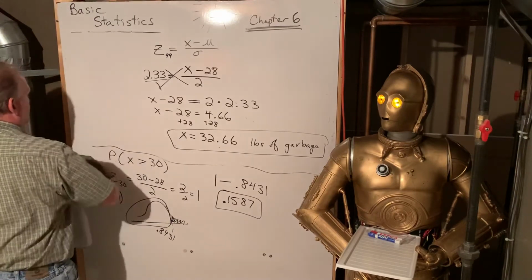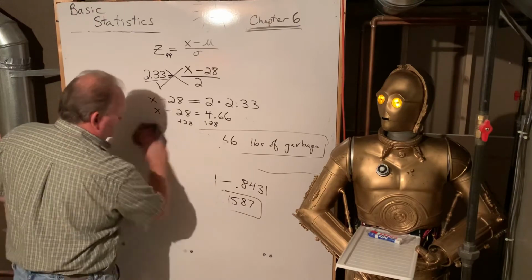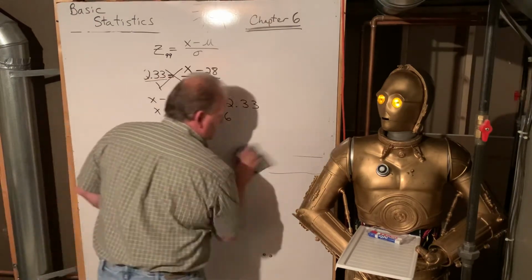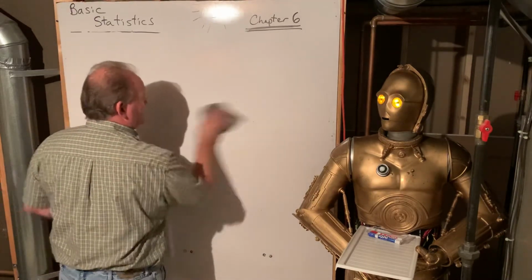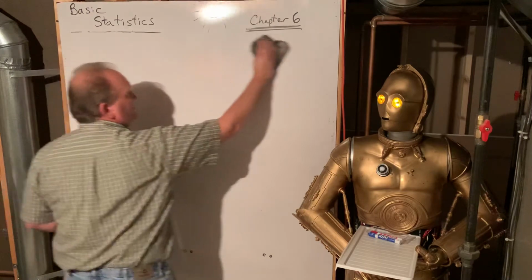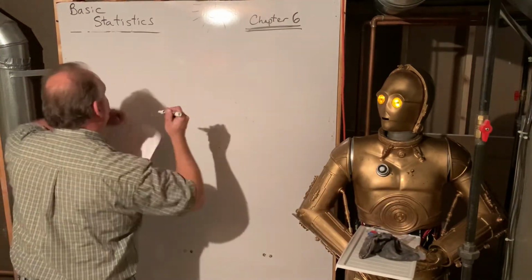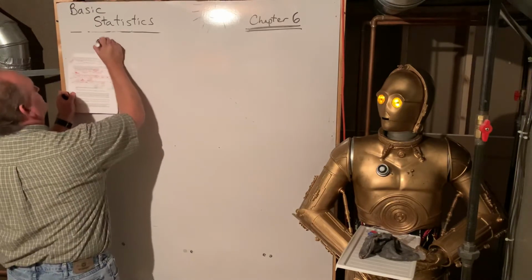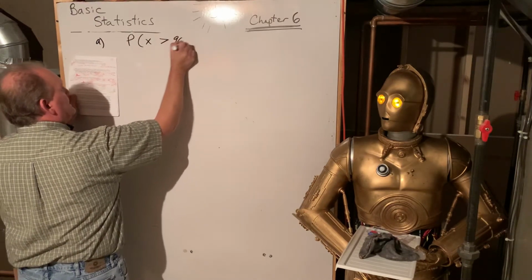So that one, if you're really paying attention, they told us the mean was 9,000. So this is going to provide us with a z-score of 0, which means it's the 50th percentile. And then if we do 1 minus 50, that's still going to be 50%. But we'll work it up. All right, so let's look at A. So they want the probability that x is greater than 9,000.